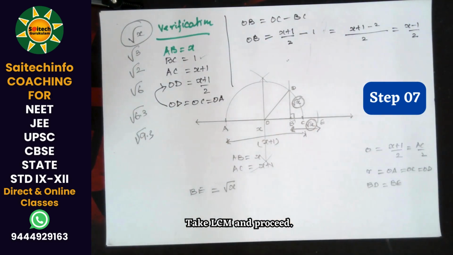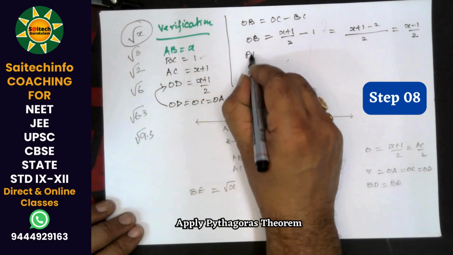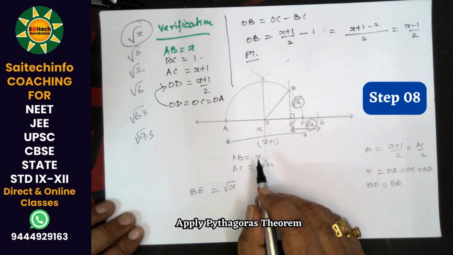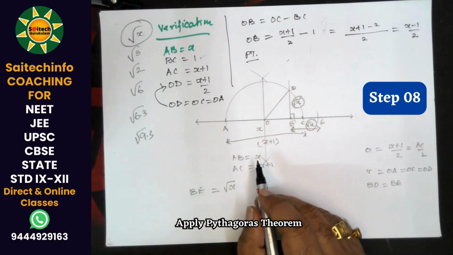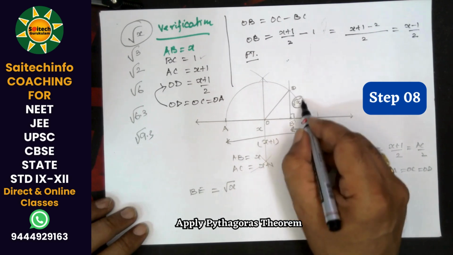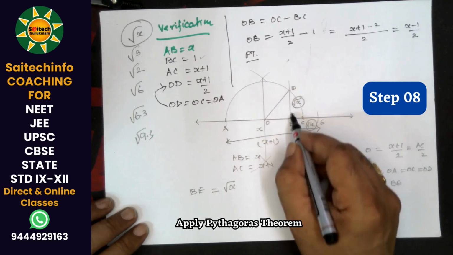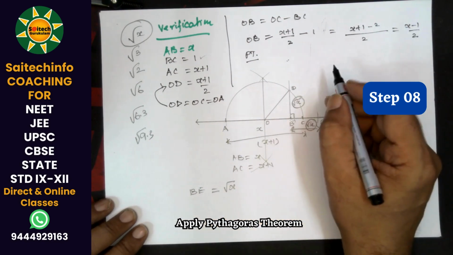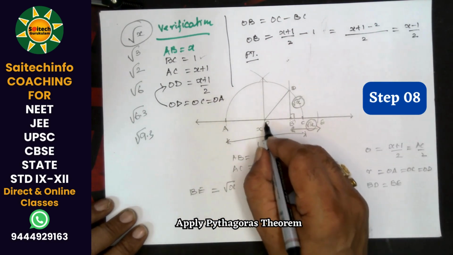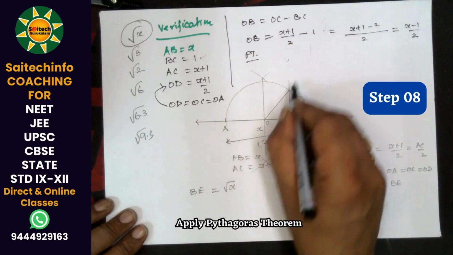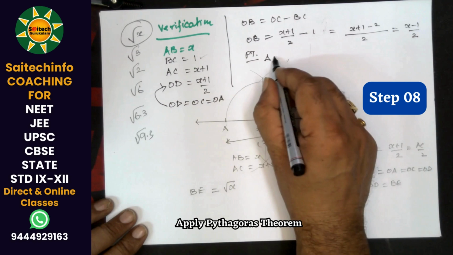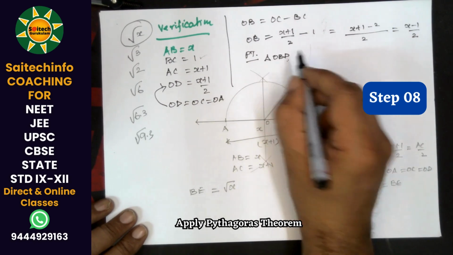Is it clear? Okay. Now we can apply the Pythagoras theorem for this right angle. Our idea is we have to prove BD as root X. That is our idea. So what is the Pythagoras theorem? Let us consider triangle OBD. Take down right angle triangle OBD, in which B is the right angle.